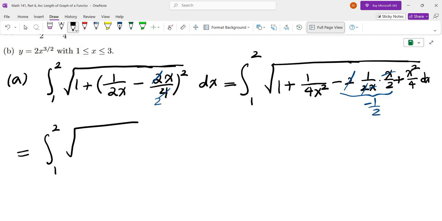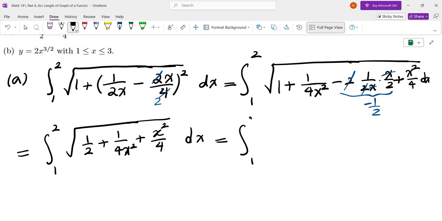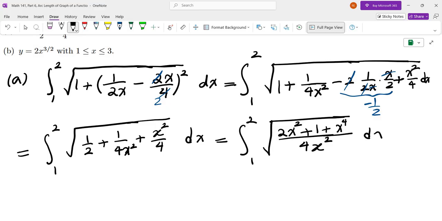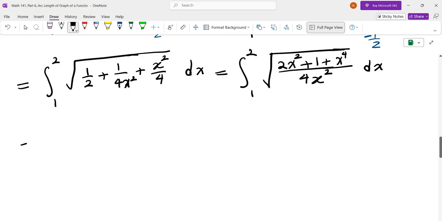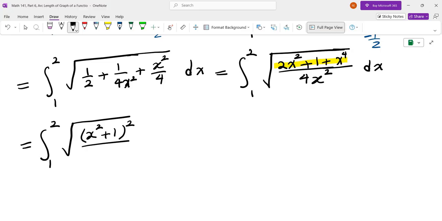I have a 1 here, so 1 minus 1/2 is 1/2, plus 1 over 4x squared plus x squared over 4 dx. Now we're going to take the common denominator. So 4x squared, 2x squared plus 1 plus x to the 4th, all of that integrated dx. If you look at this one, you see that there's a perfect square on top. So this is x squared plus 1 squared over, and at the bottom, it's also a perfect square.